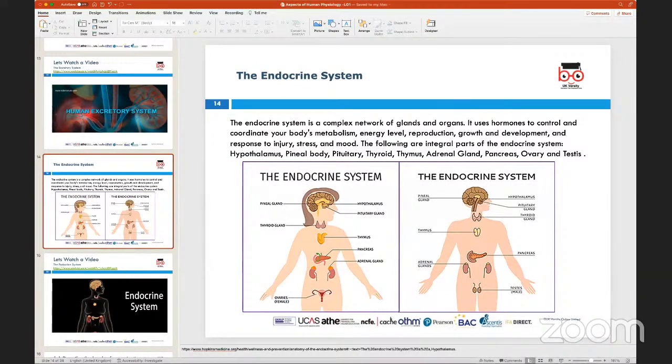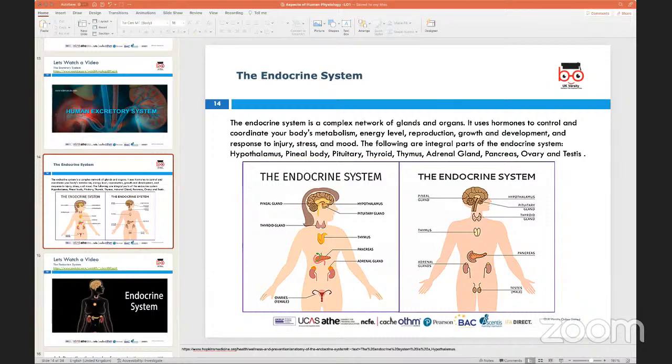Now you'd be able to see that when we talk about the endocrine system, this system works in conjunction with some of the other systems in the body. It is primarily responsible for the hormonal balance in our bodies. When we talk about hormones and the secretion of hormones, this system comprises organs responsible for maintaining the metabolism of the body, reproduction, growth and development.